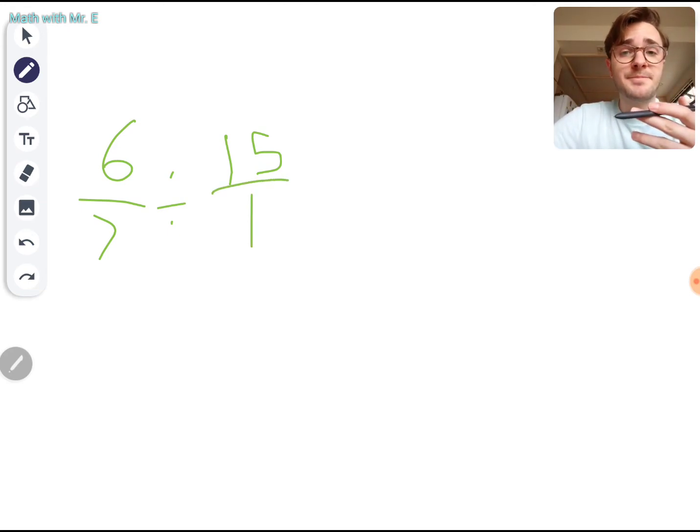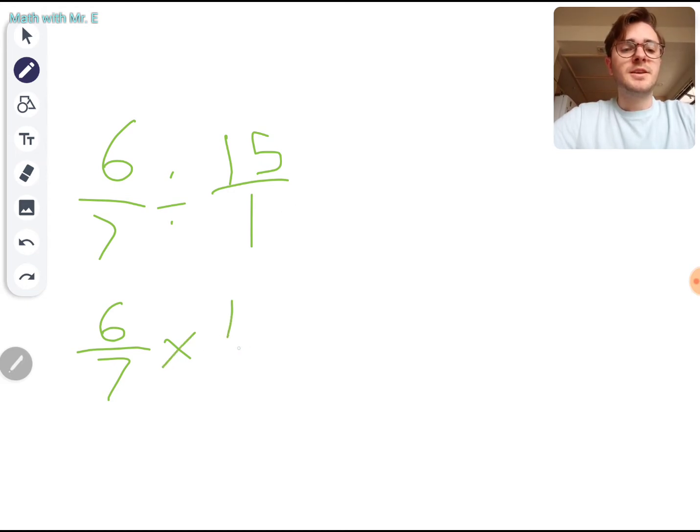Now it's just more of the same. So we're going to multiply instead of divide by the reciprocal. So the left side stays the same, that's 6/7. We're going to multiply, and the reciprocal of 15/1 would be 1/15.